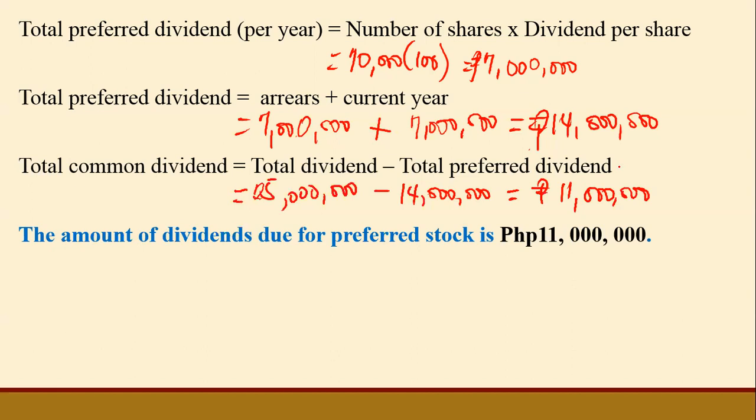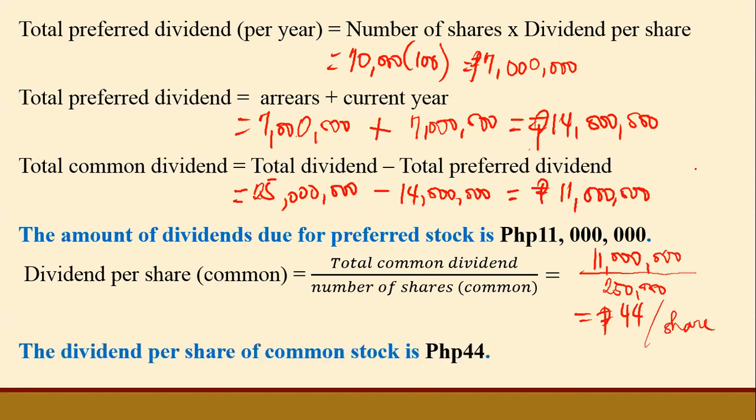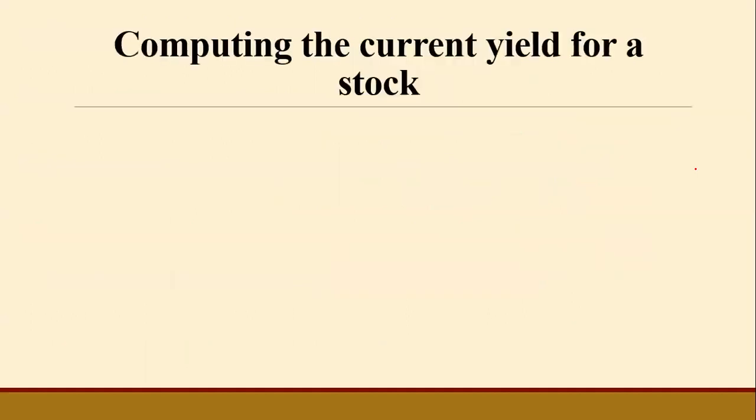Okay? And we have the dividend per share for common stock. So that is equal to the total common dividend over the number of shares. So this is equal to 11 million over 250,000. So this is equal to 44 pesos per share. Okay? So the dividend per share of common stock is 44 pesos. Okay, naiintindihan? Now we have the computing for the current yield.